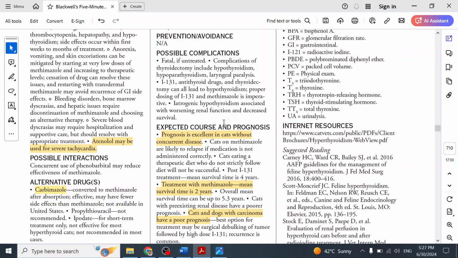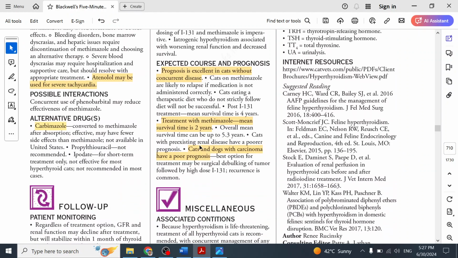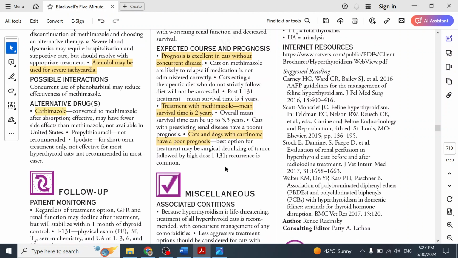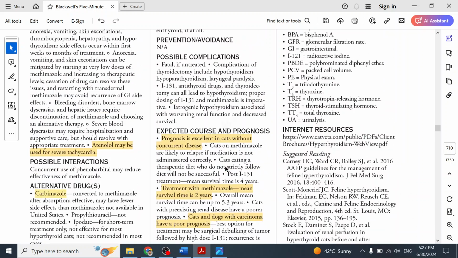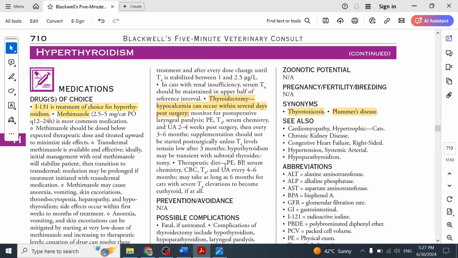Then the prognosis is excellent in cats without concurrent disease. With methimazole treatment, the mean survival time is 2 years. Whenever you are treating a cat with methimazole, the survival is 2 years, or more than 5.3 years overall. Cats and dogs with carcinoma have a poor prognosis. So that's all about hyperthyroidism.